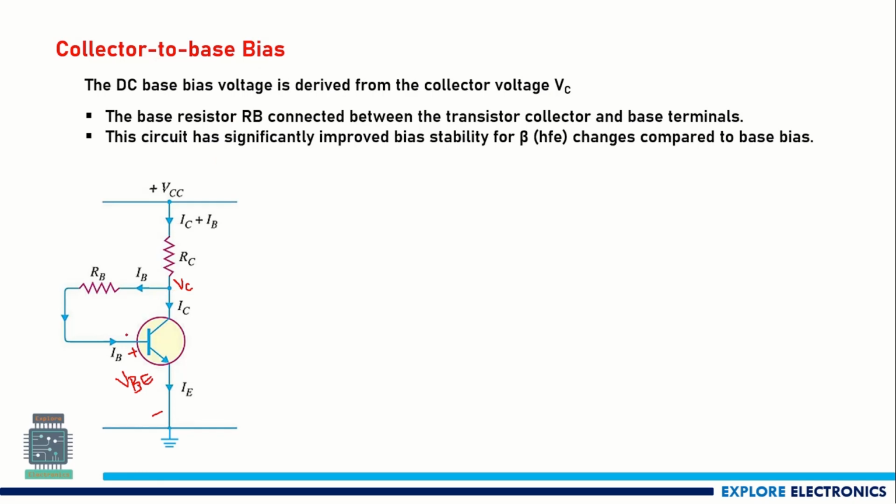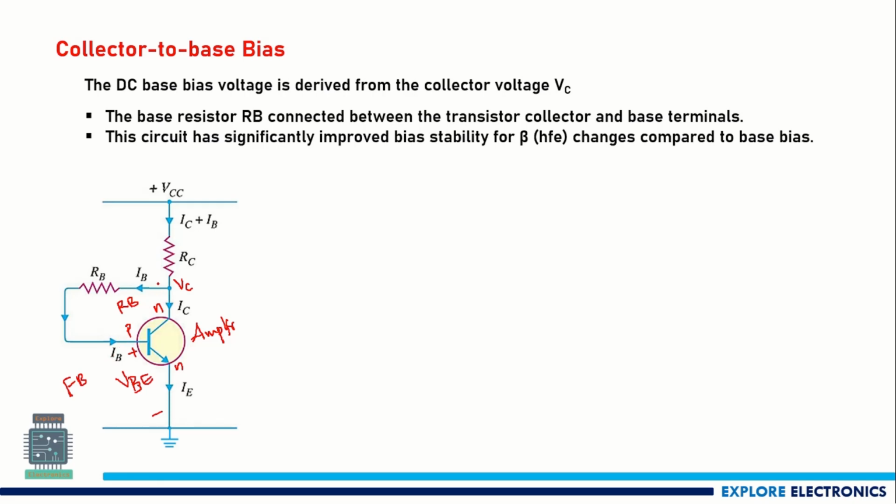By using this VC, we are going to keep this IB constant by choosing RB a suitable value. And now this becomes forward biased, and you can see this is N terminal, this is P terminal, and this is N terminal. Collector to base should be reverse biased. Collector terminal is of N type and it is connected to positive voltage, so that it is reverse biased. So forward biased base emitter junction and reverse biased collector to base junction make this transistor operate as an amplifier circuit. So here the base resistor RB is connected in between the collector and base. That is the important thing.